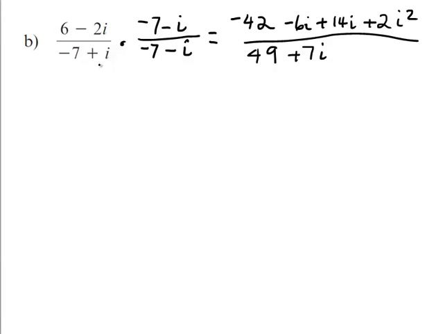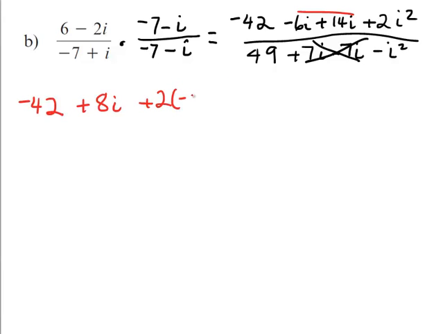Now we'll do the next set. Positive i times negative 7 would be negative 7i. And finally, we'll have minus i squared. And again, that middle term cancels out. So on top, we have negative 42. And if I combine these two terms, I have positive 8i. And then I have plus 2 times negative 1. And that's all over 49 minus negative 1.